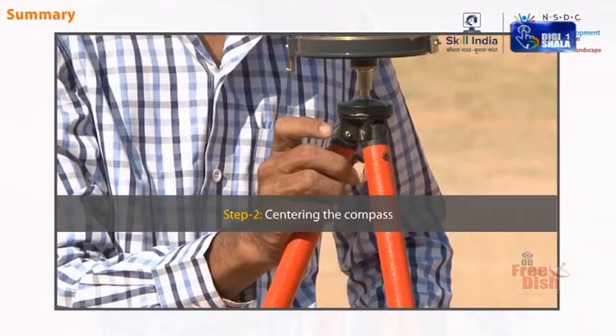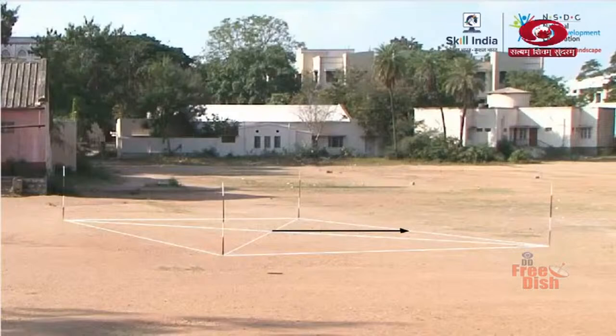You have seen that the direction of a survey line can be shown with respect to other survey lines or with respect to a fixed meridian.